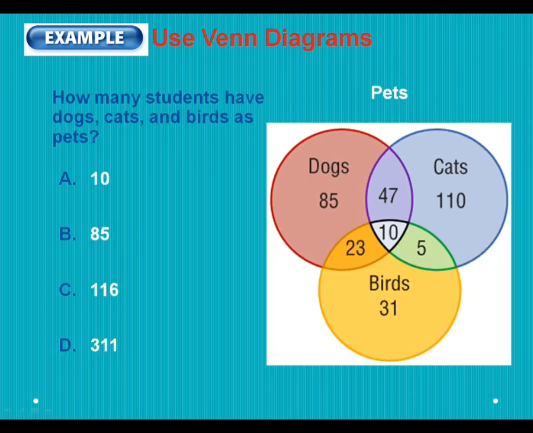How many students have dogs, cats, and birds as pets? Now here I use the word and. Careful. It would be 10, right? Because I used the word and. I didn't say or. See the difference? If I would have said or, it would have been all of them. Since I said and, it's this one.